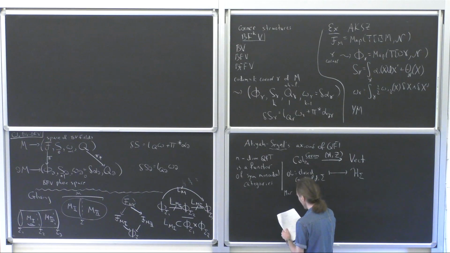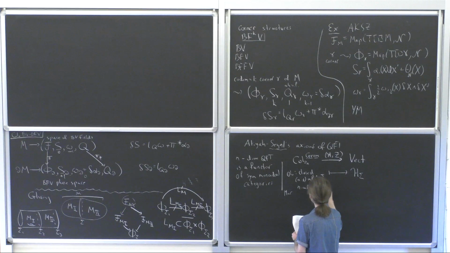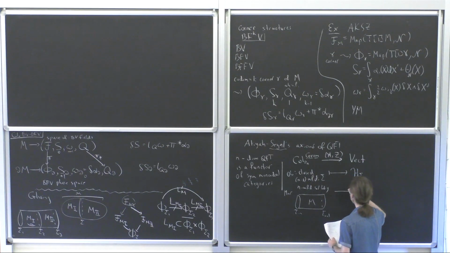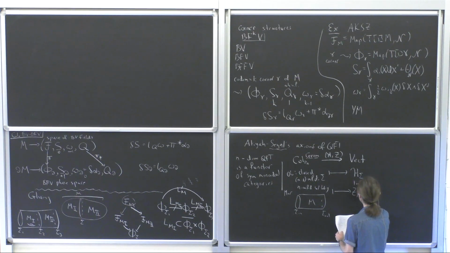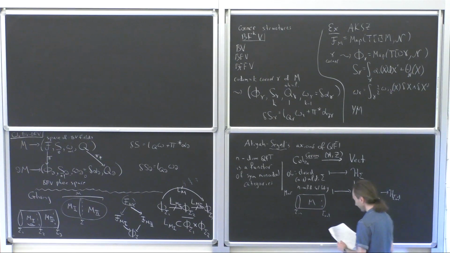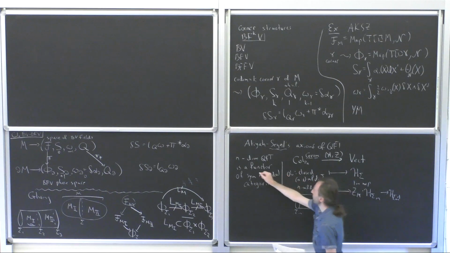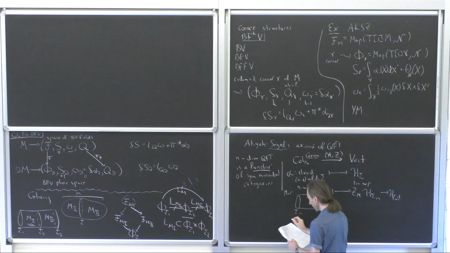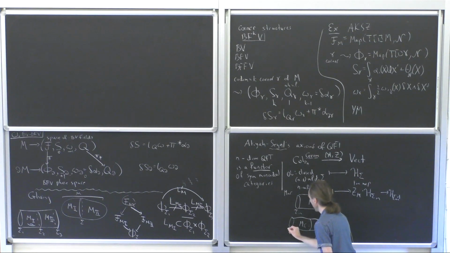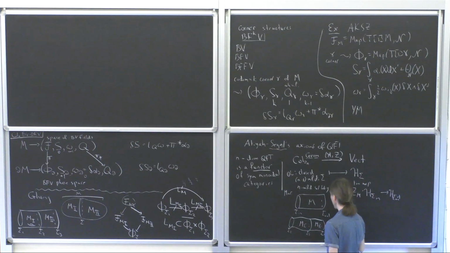So a morphism is an n-manifold with boundary, and I split the boundary into incoming and outgoing, so from Sigma in to Sigma out, or I can also call it a cobordism. And such a morphism is mapped to some linear map from H, the space of states for the in boundary, to the space of states for the out boundary. Now, functoriality says that composition goes to composition, and composition on the left is the gluing of cobordisms. So I have a cobordism from Sigma 1 to Sigma 2, and a cobordism from Sigma 2 to Sigma 3, and they are glued into a cobordism M from Sigma 1 to Sigma 3.